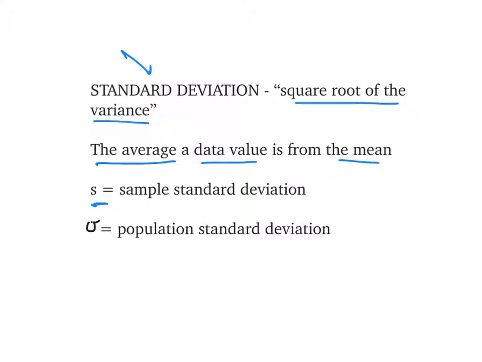Little s will be the sample standard deviation. Little sigma will be the population standard deviation. Notice there's no squares on these because we took the square root. They're the real sample or the real average.